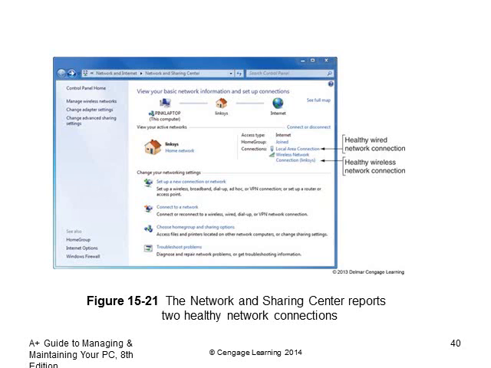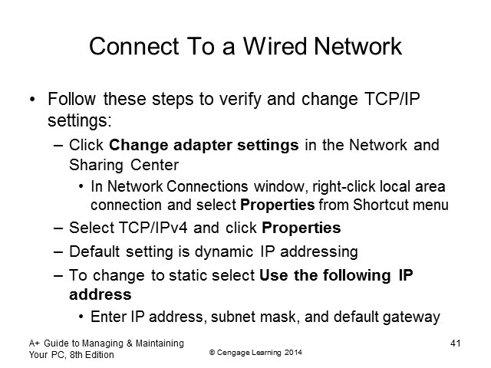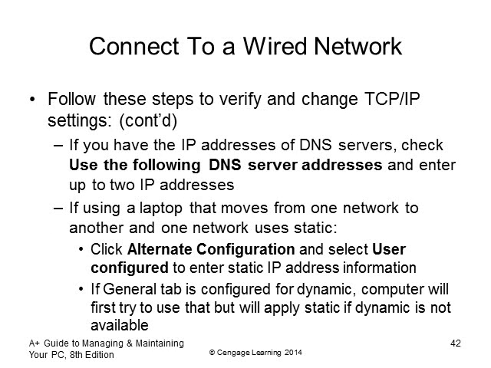Here's a diagram of the Network and Sharing Center. Follow these steps to verify and change the TCP/IP settings. In the Network and Sharing Center, you want to change your adapter settings and go to Properties. To change to static, you enter the IP address, subnet mask, and then the default gateway. If you have the IP addresses of a DNS server, you check next to "Use the following DNS server addresses," and then enter the IP address or addresses. You can have up to two.